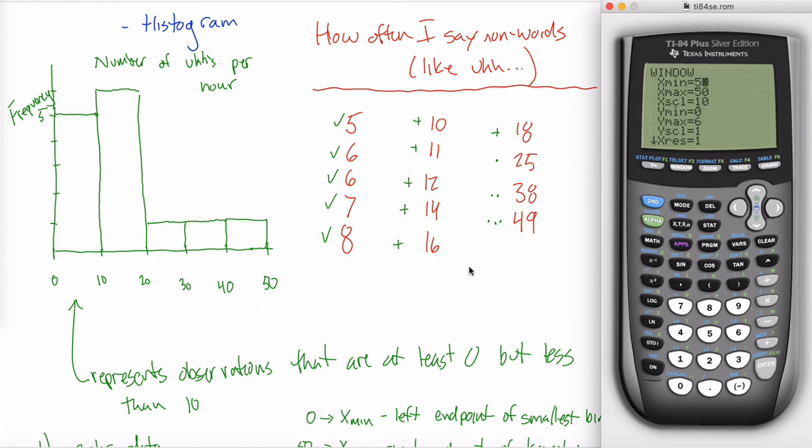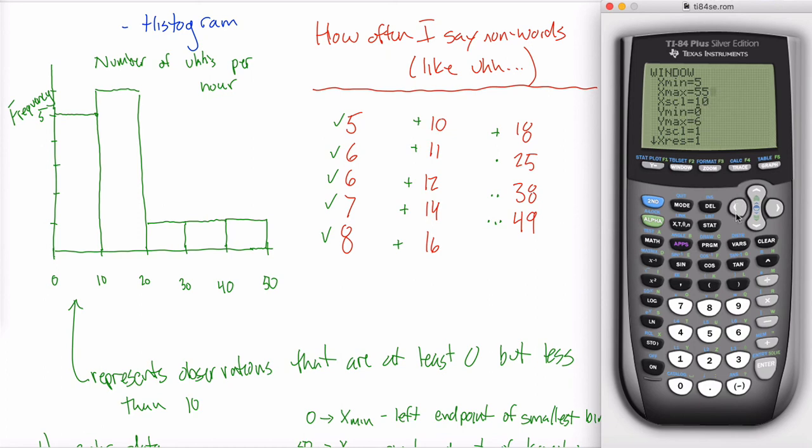Note that if the smallest bin goes from 5 to 15, then my next bin would go 15 to 25, then 25 to 35, 35 to 45, 45 to 55 if I want to include this observation. So if I went from 5 to 15, my X max would now be 55. My X scale is still 10. The width of those bins is still 10. From 5 to 15 is a distance of 10. So that would stay the same.